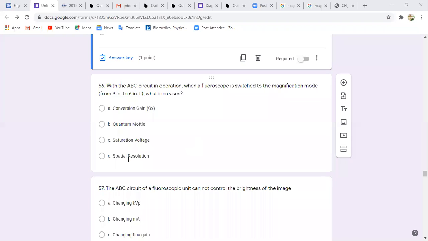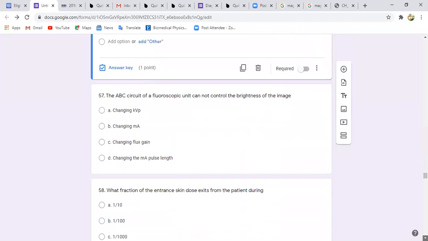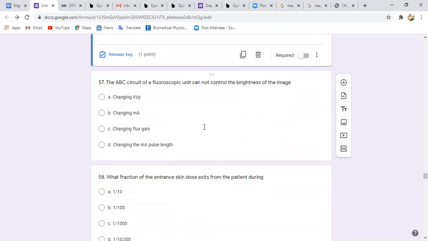If we activate the magnification mode, we are actually increasing the spatial resolution of the image, of course with respect to the use of the small focal spot. So we are actually increasing the spatial resolution by activating the magnification mode.